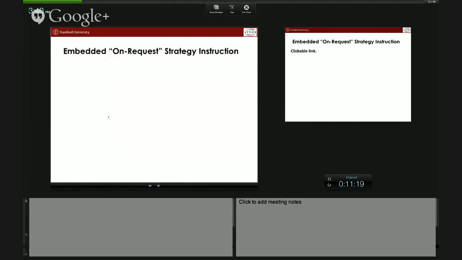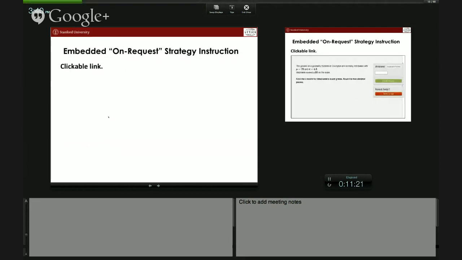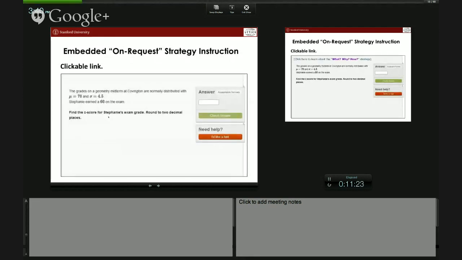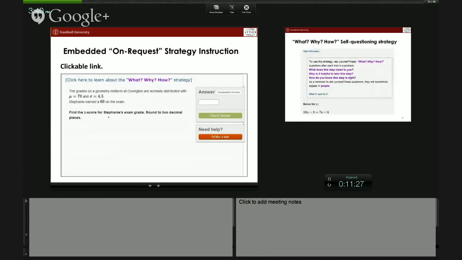Okay. So basically, here's the experiment. Again, that's the kind of paradigm you might recognize, but all I did was add in a clickable link. So in a way, this was cheating. It's not just text. It's text that unfolds into more text. But you add that link suggesting to students, click here to learn about the what, why, how strategy. And when they clicked on it, it would pop down and give them more information.